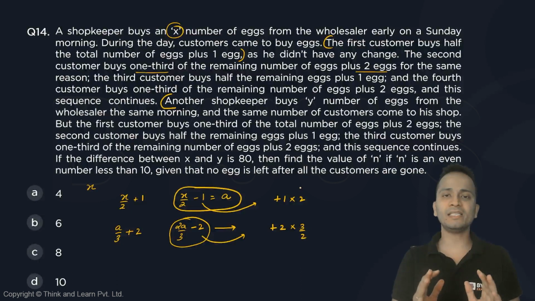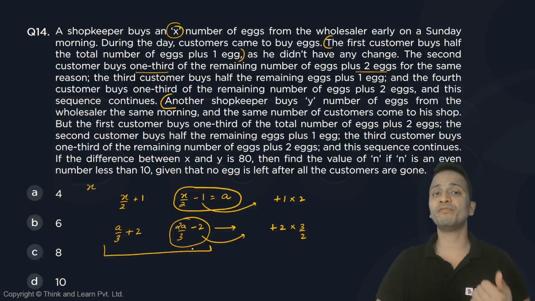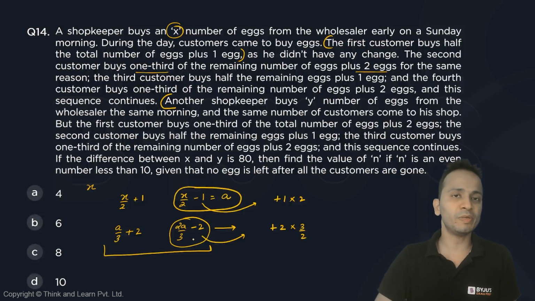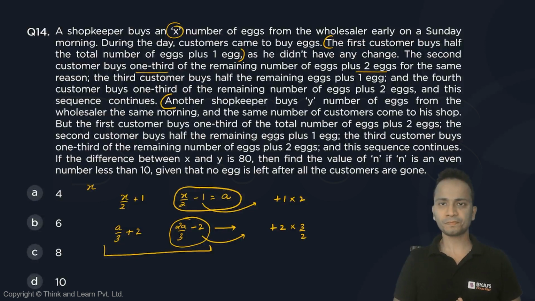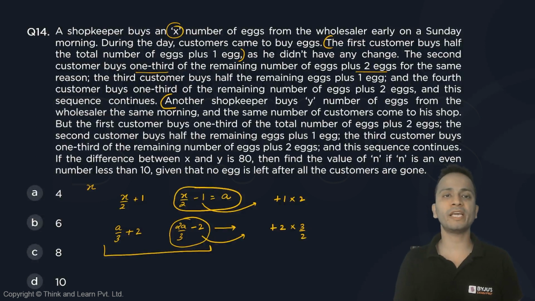So if you understand this particular thing, then you can save plenty of time in this question. So what happened with the first shopkeeper? At his shop, the first customer comes and he buys half the number of eggs plus one egg. Then the second guy came, he bought 1/3 plus two eggs. Then the third again bought half plus one. Then the fourth came, he bought 1/3 plus two, and so on. This thing keeps on repeating.